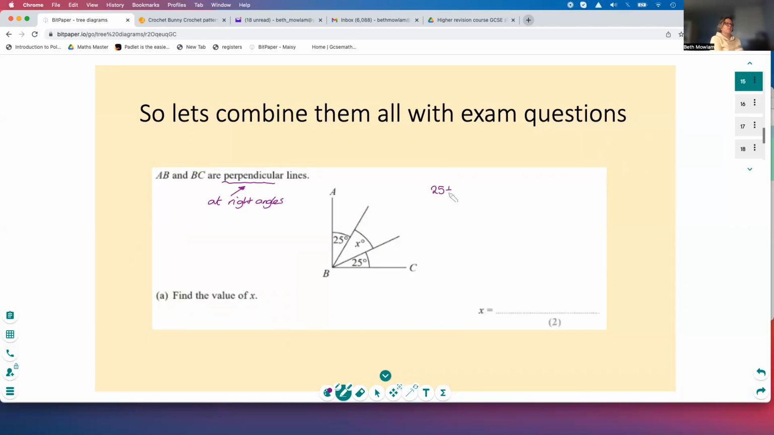Well, what we need to do is work out what we've got already. So 25 add 25 is 50. If it's a right angle, it's going to add up to 90. 90 minus 50 is 40. So x would be 40 degrees. Remember that the word perpendicular means it makes a right angle. It does kind of look like it in this picture, but do not rely on the picture to be accurate all the time.